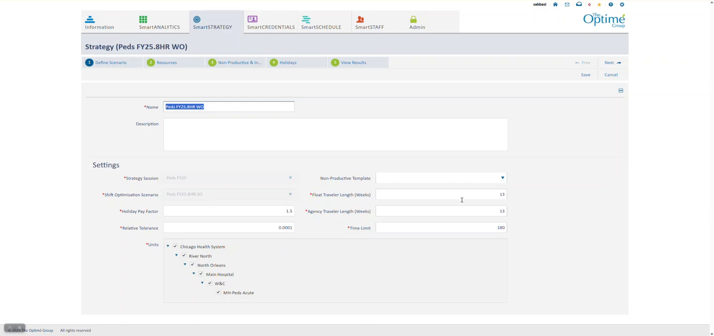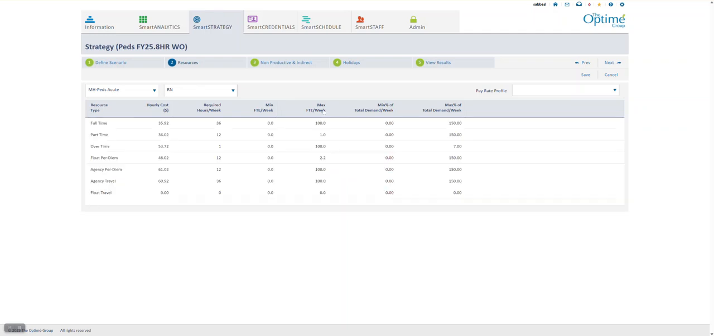Also, the travelers or the agency, what are their typical contract lengths? Is it 13 weeks? Is it 8 weeks? And again, that's just a variable input. The relative tolerance and the time limit is again based off the model, how long I'm going to let it run to find the best outcome. So let me dig into step 2. This is a big one.